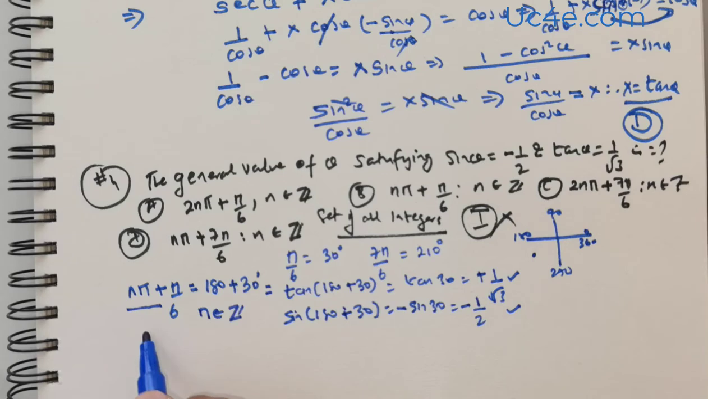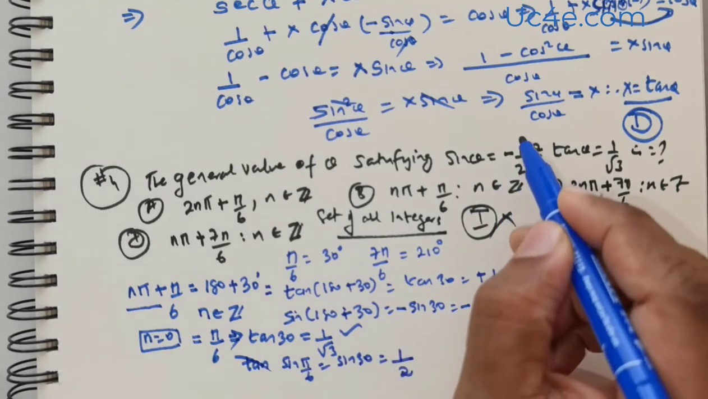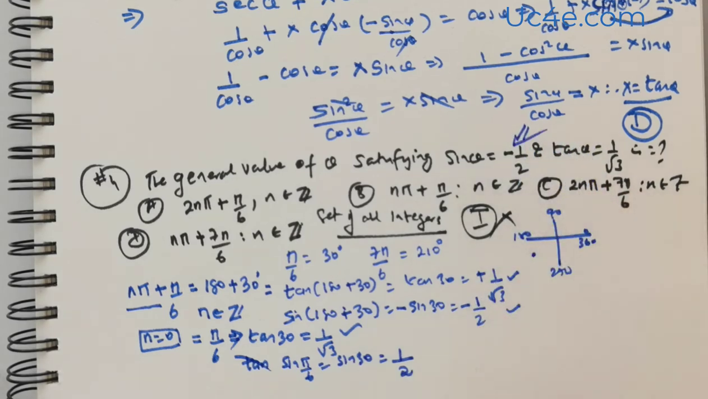Now if I were to take n is equal to 0, then I would end up with producing pi over 6, and pi over 6 is nothing but 30 degrees, and if I were to substitute in tan 30, that's going to give me 1 over root 3. That is fine. But the same pi over 6, when I substitute it for sine, this is going to be sine 30, and that is going to be producing me positive 1 over 2, which is a contradiction to the question, right? So clearly this has to be dropped.